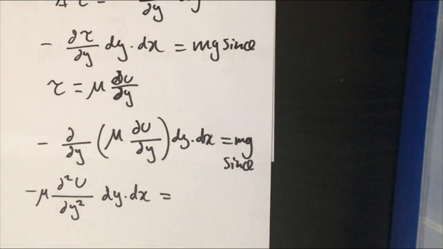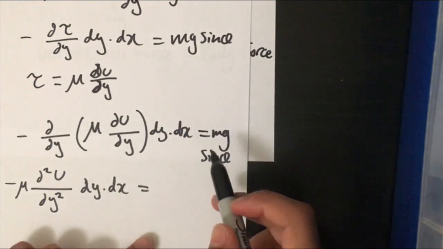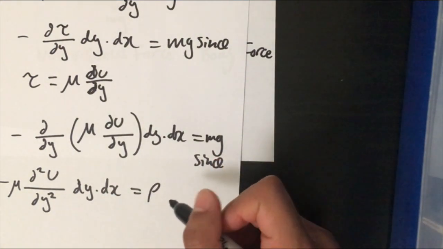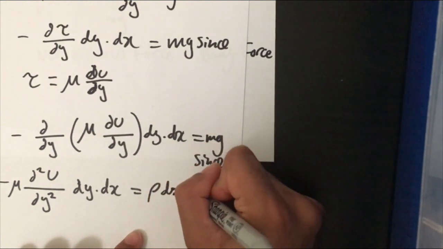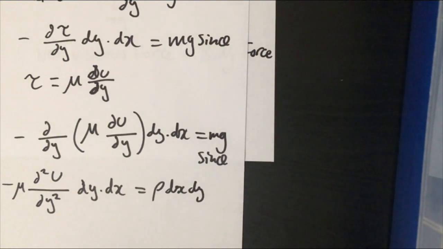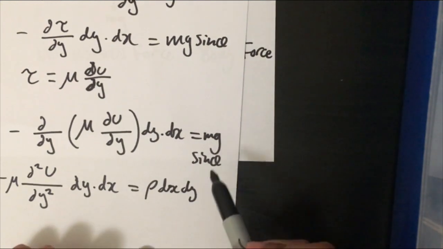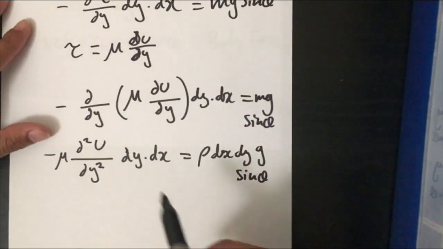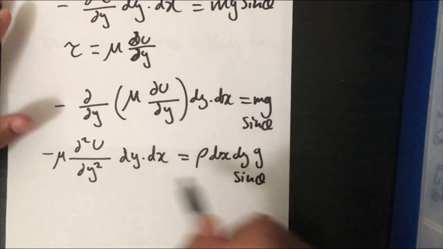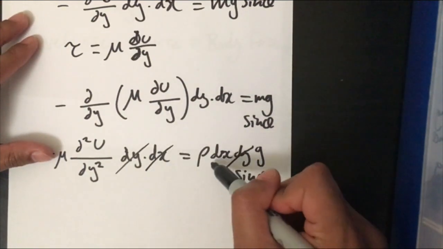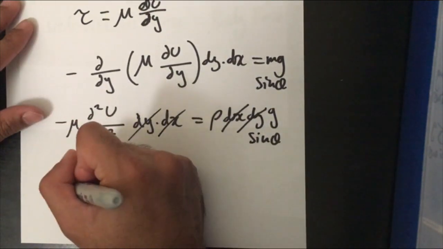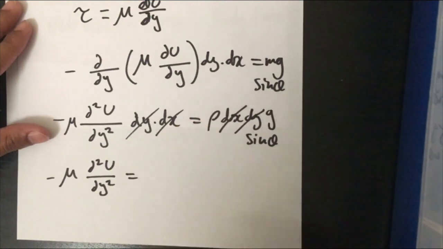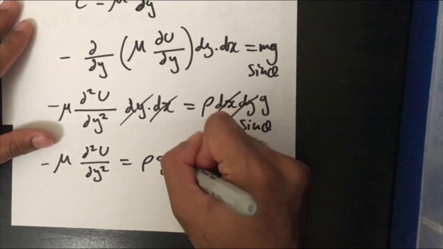We also know that the mass is equal to the density times the volume. So the mass we can write as rho times the length times the width times the height, so times dx, dy and dz, but since we're doing per unit width, we don't have to include dz. And all of that times gravity times sine theta. Now you can see we can cancel out dy and dx from our two sides. So we're left with, if we neaten this up, minus mu delta squared u over delta y squared, and all of that is equal to rho g sine theta.